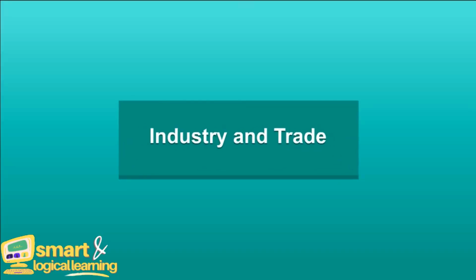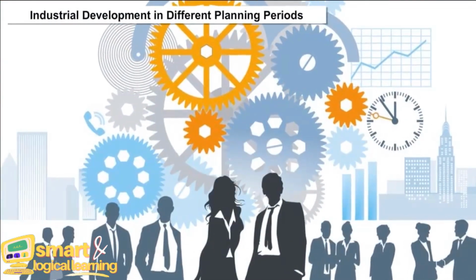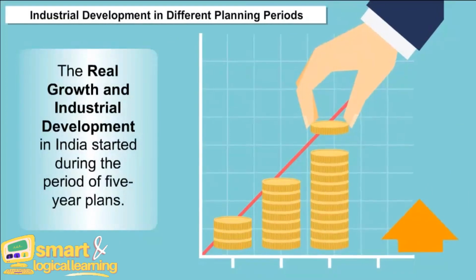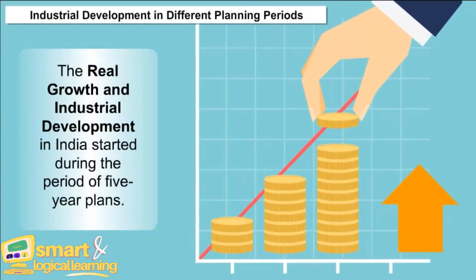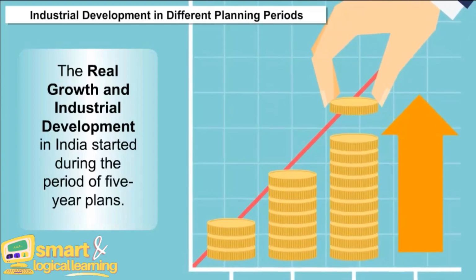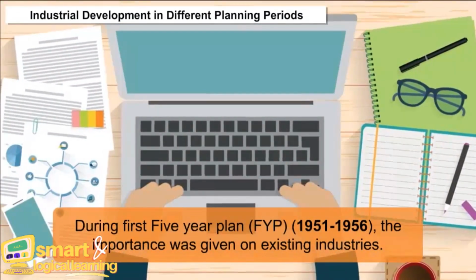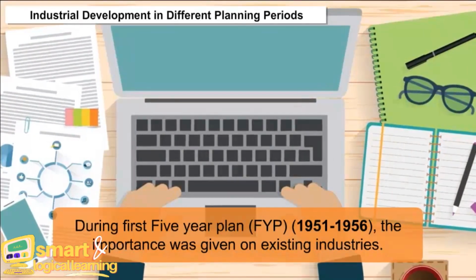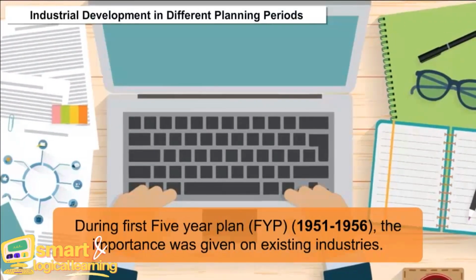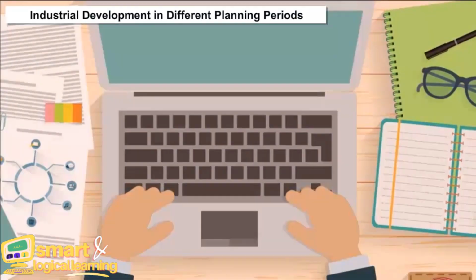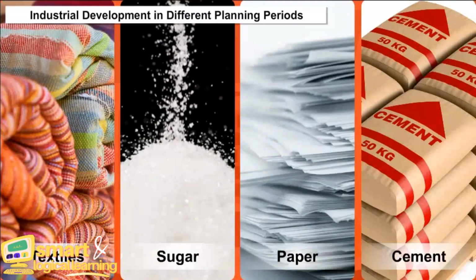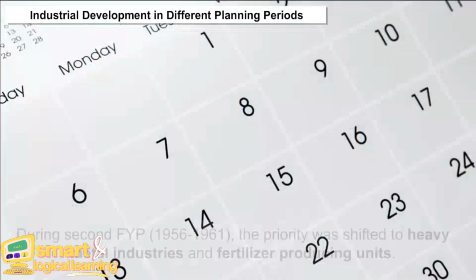Industry and trade. Industrial development in different planning methods. The real growth and industrial development in India started during the period of five-year plans. During the first five-year plan, FYP, 1951 to 1956, importance was given to existing industries like textiles, sugar, paper, cement, and so on.